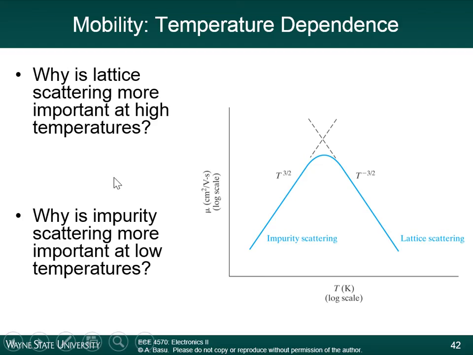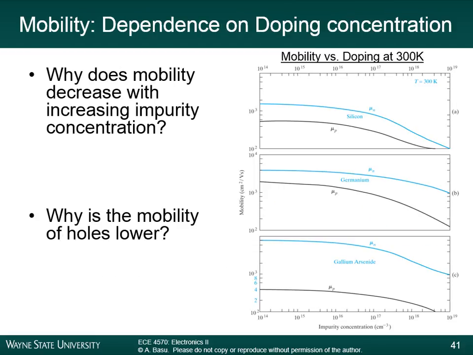So lattice scattering is more important at high temperatures because there are more vibrations in the lattice. Impurity scattering is more important at low temperatures because electrons are traveling slower. They have more time to interact with the impurities, so they're more deflected. We'll start next class with, actually, let me just finish this up since we have 2 minutes. It's just one slide here.